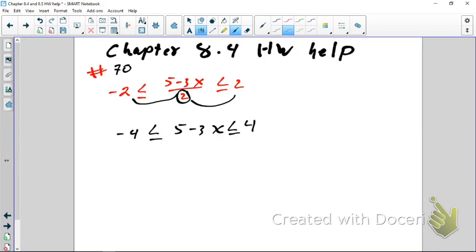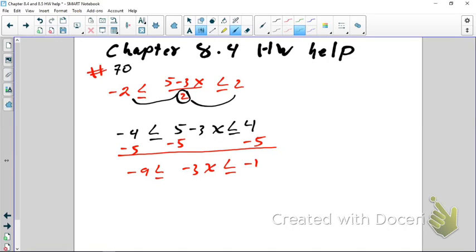The next step is to be able to isolate the variable. I'm going to subtract 5 from all sides, from the left and right, and then I'm just going to go ahead and add. So I get -9 less than or equal to -3x, which is less than or equal to -1. Now I get to use the division property of equality, where I get to divide everything by -3.